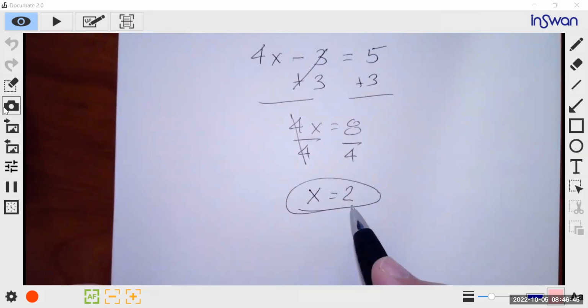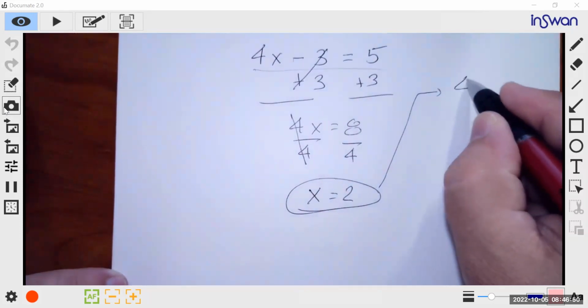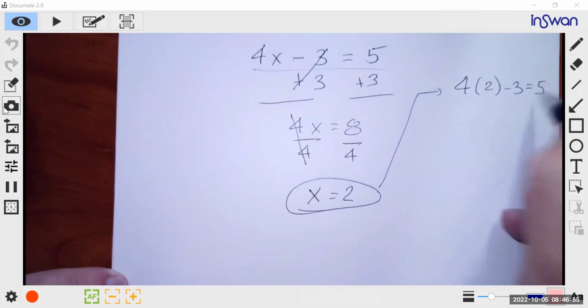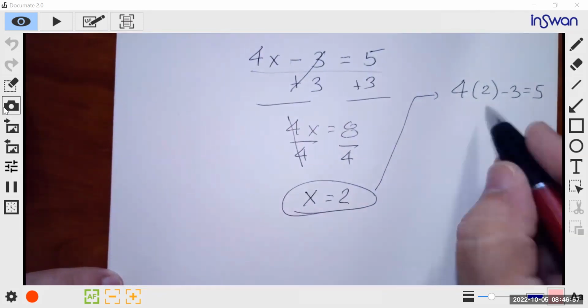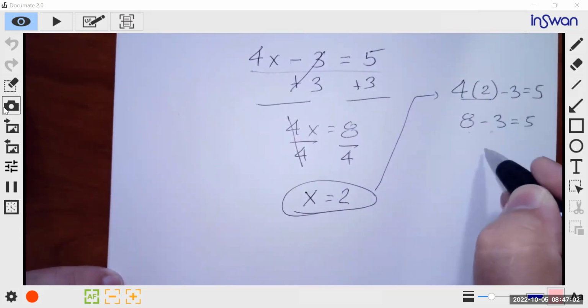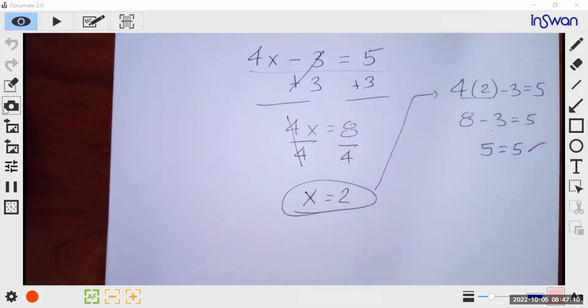And what do you do with this? Check it against that one. So it's 4 times 2 minus 3. Does it equal 5? 4 times 2 is 8. 8 minus 3 is 5. There's your equation. It works. So your solution is x equals 2. Any questions so far?